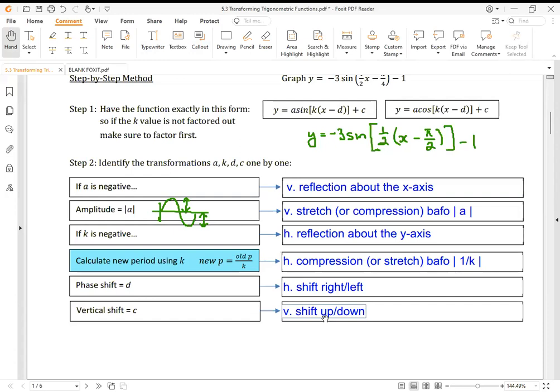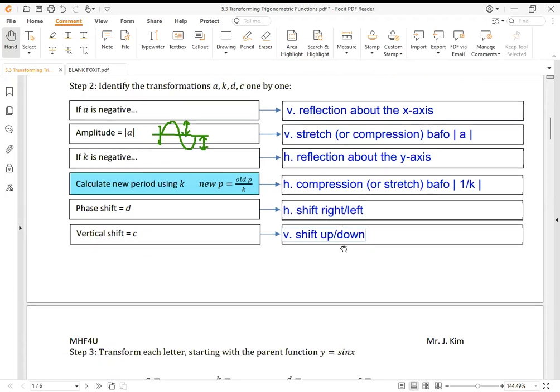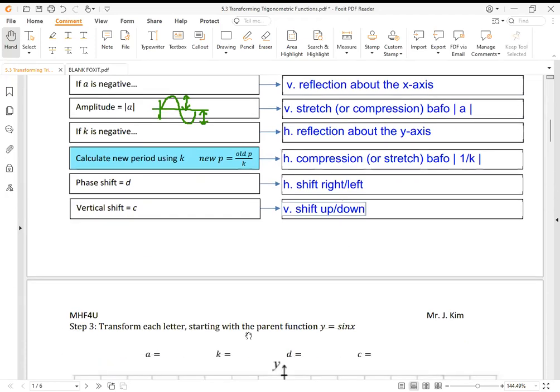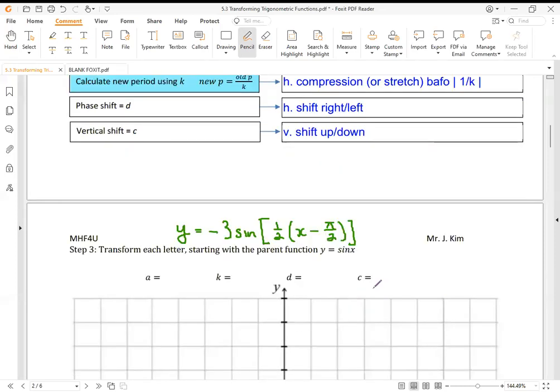Let's do this really quickly. Those of you who have everything copied, fill out as much as you can. I'm just going to transfer my equation over because the next page doesn't have it. It's y = -3 sine (1/2 x - pi/2) - 1. A, -3. K, 1 over 2. D, pi over 2. And C, -1.